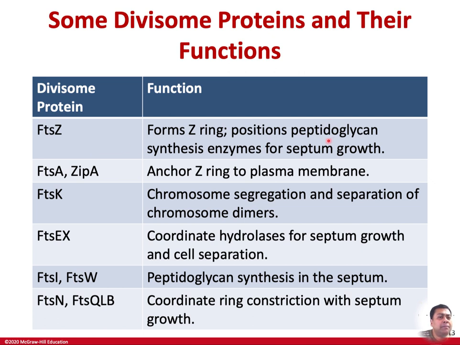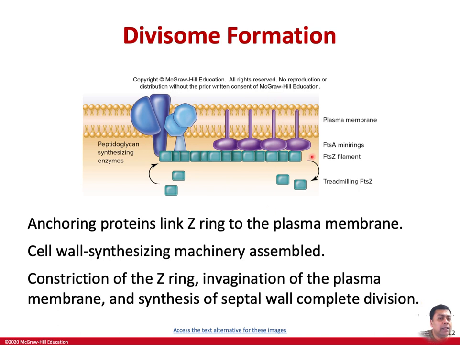Here are some of the players that we have seen. FtsZ forms the Z-ring, positions the peptidoglycan synthesis enzyme for the septum growth, and FtsA and ZipA anchor the Z-ring to the plasma membrane. As you can see, it's the Z-ring right here. This will form the ring and anchor to the plasma membrane.